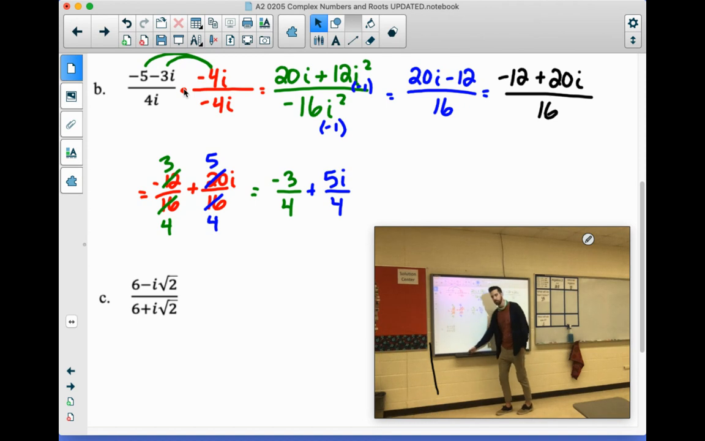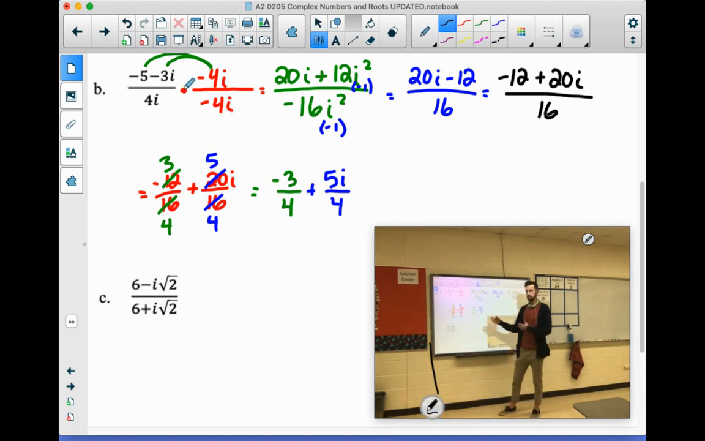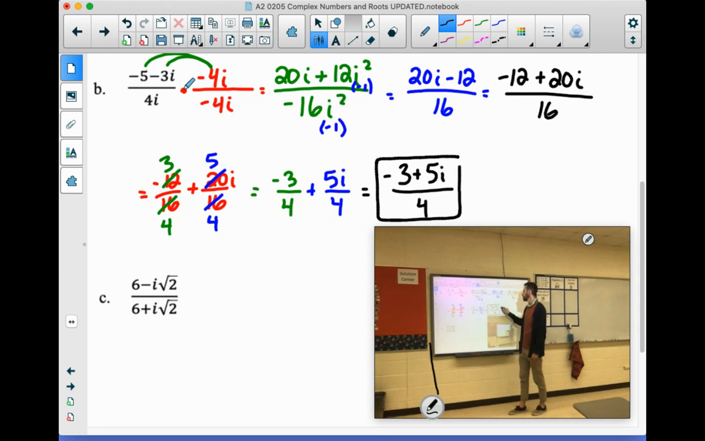Now, do you see how they both have the same denominator? That's going to happen a lot, but not always. If it does happen where they have the same denominator, go ahead and mush them together. Make it -3 plus 5i over 4. You could also get that answer by factoring, but I think it's going to be better for you if you just treat it like two separate fractions. And then if they happen to be the same denominator, go ahead and bring them together at the end.